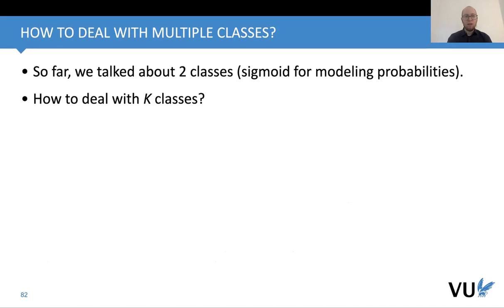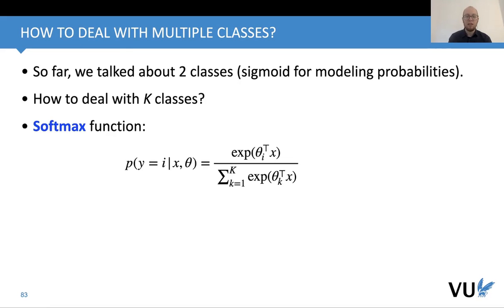All right, so far we talked about 2 classes, right? So we use sigmoid for modeling probabilities. So what about K classes? So for the so-called categorical distribution, of course, we can use neural networks for that as well. And the only difference is that we need to output the softmax function. So we need to have now for each class a separate set of weights.